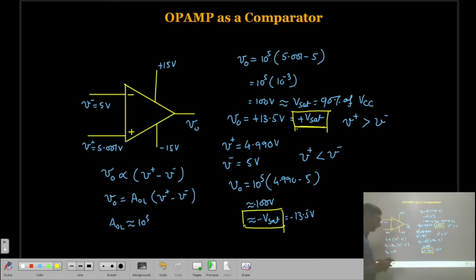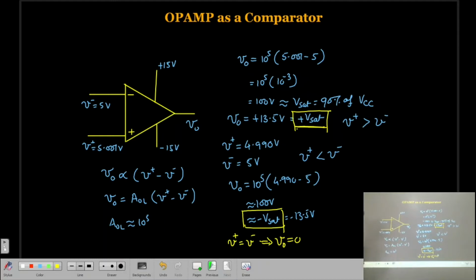Naturally, when the V plus and the V minus, means the inverting input voltage and the non-inverting input voltage, will be the same, in that case the output voltage will be 0.